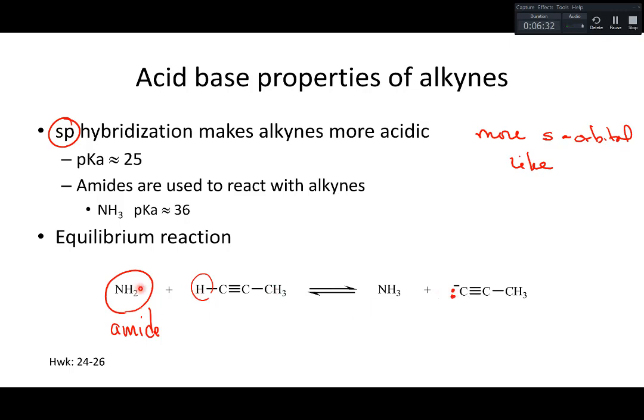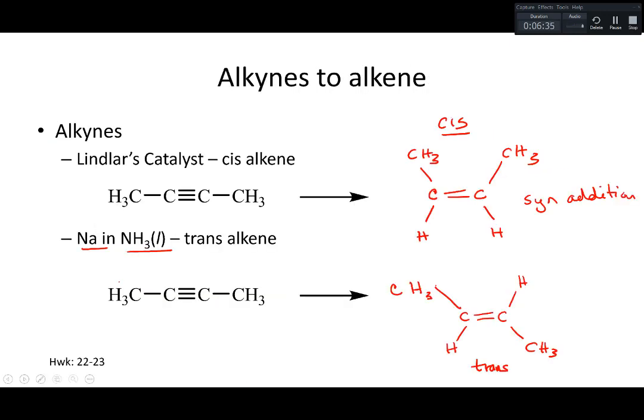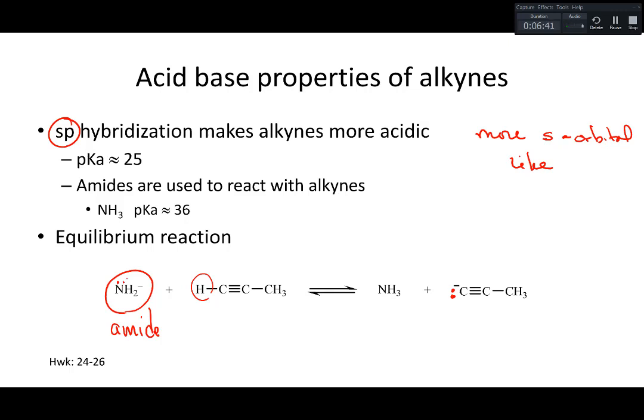So the nitrogen grabs this hydrogen off, like this, dumps the electrons onto the carbon, makes a carbanion, and then you get NH3 out of that because you pick up the hydrogen. So it's just an acid-base reaction. NH2 minus is a much stronger base than acetylide, so you can drive this reaction and form the acetylide ion.